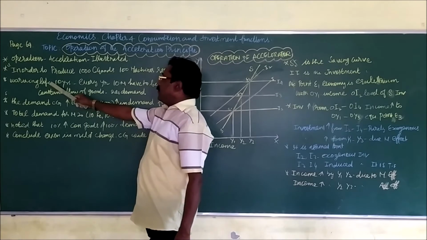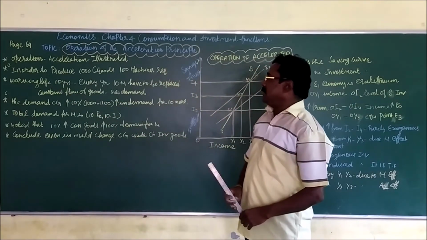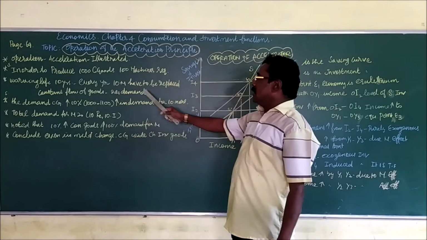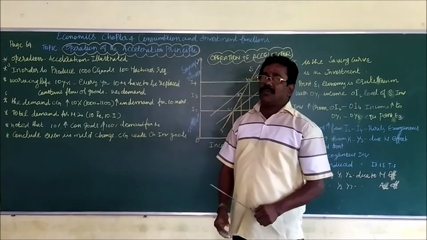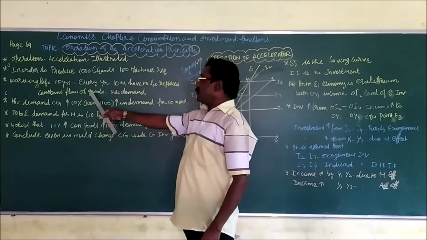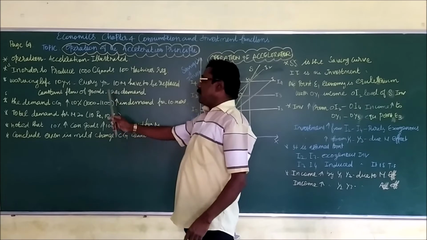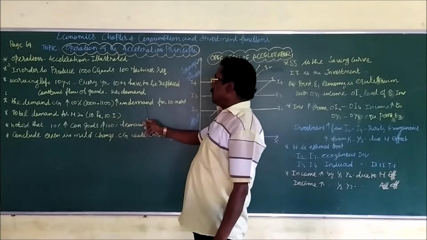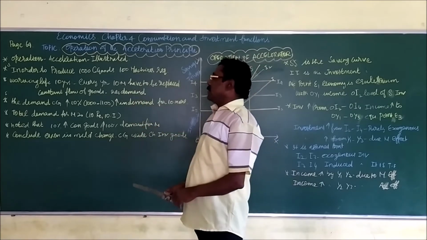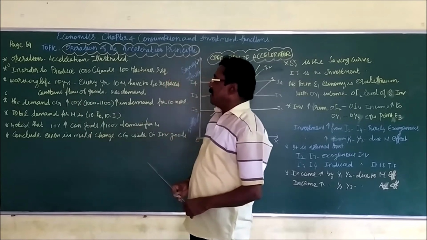Then the working life of a machine is 10 years. That means every year we have to replace 10 machines for the constant flow of goods, to meet the required demand or regular supply of goods. We have to replace 10 machines every year, because the lifetime of a machine is 10 years.